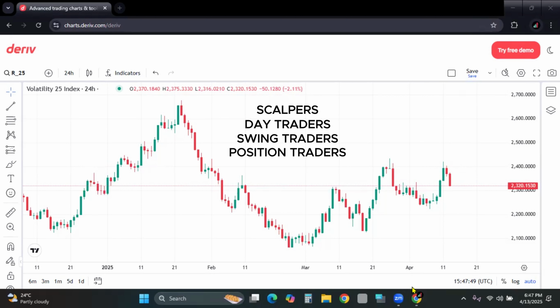We also have swing traders. Swing traders hold positions for several days or weeks, targeting larger price moves within an established trend. Then we have position traders who hold positions for extended periods like weeks, months, or even years, focusing on long-term trends and market fundamentals. So you just choose the trading style that suits you.